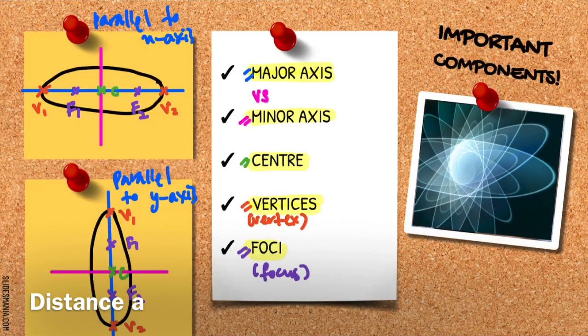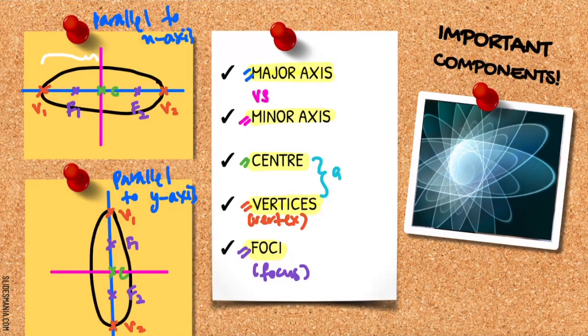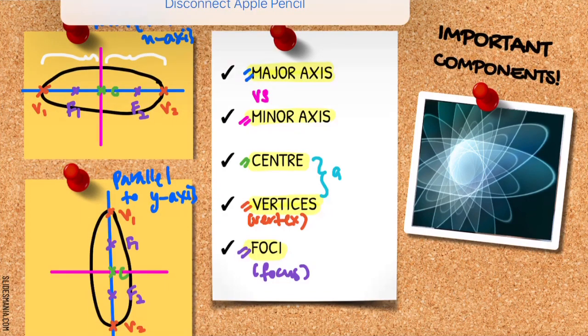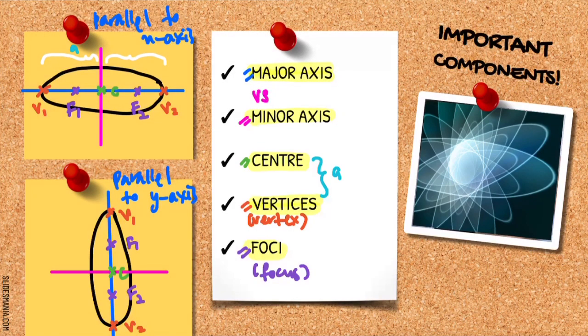Next, I want to share with you the distance between some of these points. The first one is center and vertices. The distance between center and vertices, we call it A. Let's see where our A is. The distance from the center to the vertex, this is your A. Let me write here: this is distance A.